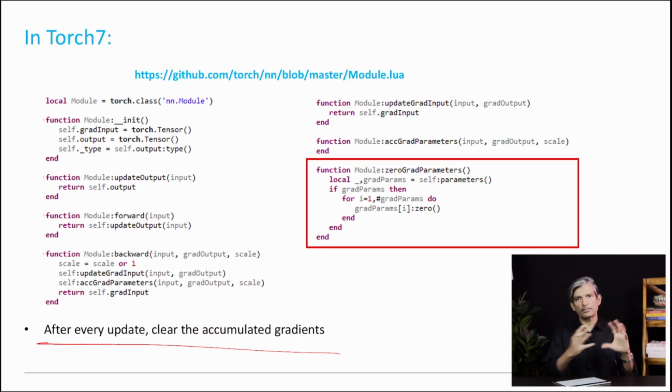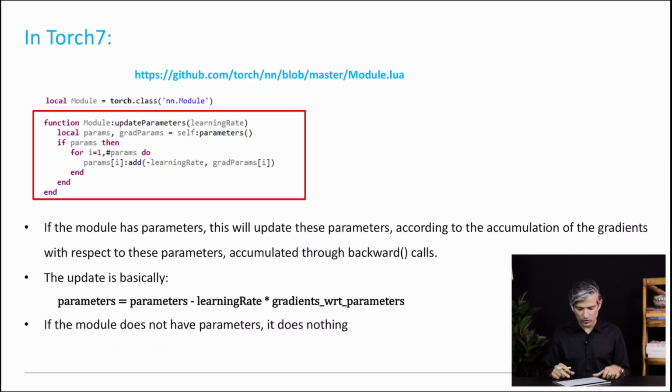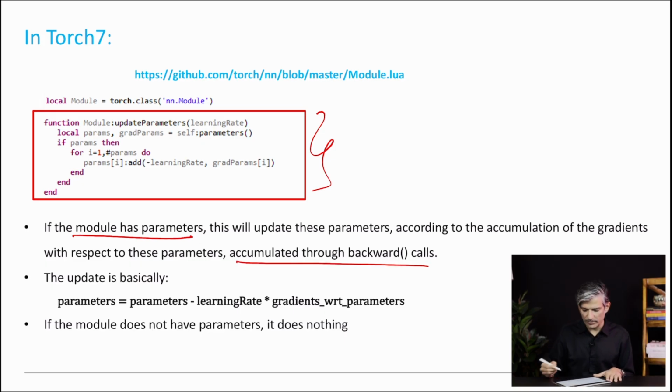So this is all that you will do yourself. This is what your parent class will look like, and then for every module you will implement these functions, and you'll start with the fully connected layer, which we already looked at, and we also know how to do the backward. And if your module has parameters, such as the fully connected layer, unlike, say, a ReLU or an activation function, this function, remember, update parameters, will also update the parameters according to the accumulation of the gradients with respect to parameters accumulated through the backward calls.